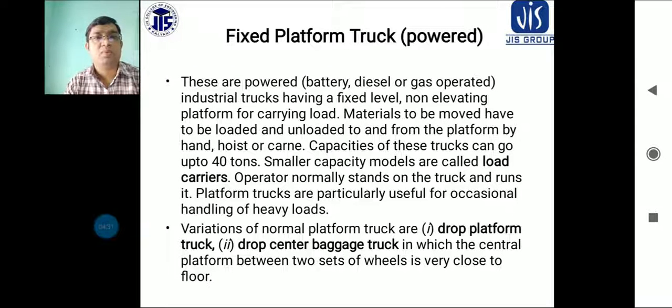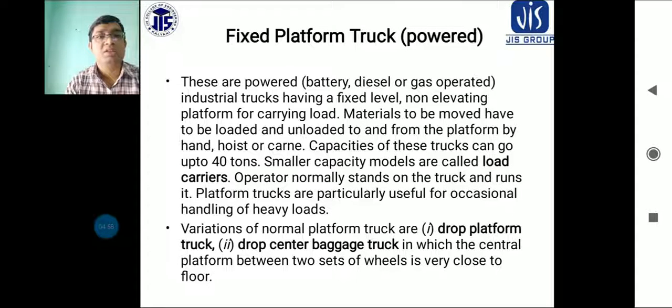Another is the smaller capacity models, which are called load carriers. The operator normally stands on the truck and runs it. Platform trucks are particularly useful for occasional handling of heavy loads, meaning heavy loads of materials can be transferred using fixed platform trucks.